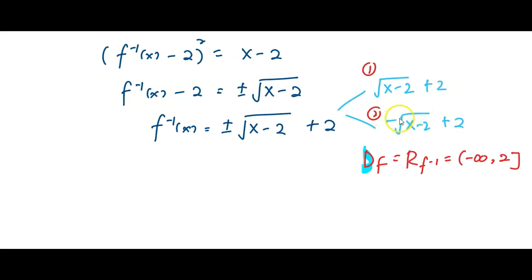For the second function, the square root takes the negative sign, meaning that this will produce a negative number. A negative number plus 2 means that you will always get a value which is less than or equal to 2. So the second function fulfills the range of f inverse. Finally, I will make my conclusion: our f inverse will be the negative square root of x minus 2, plus 2.